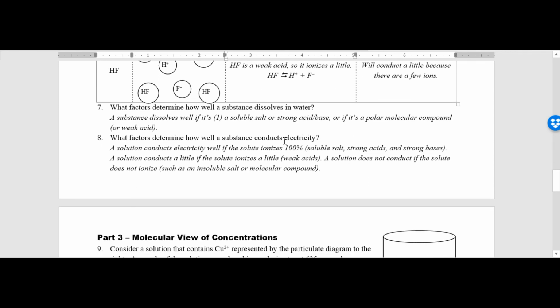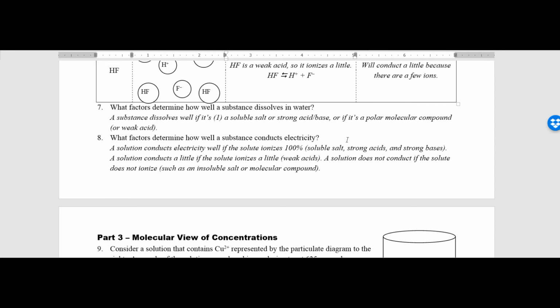Right, question 8 asks what factors determine how well a substance conducts electricity. A solution conducts electricity well if the solute ionizes 100%. If they break apart 100%, you have cations and anions, so it has that positive charge and negative charge. It allows for free motion of electrons, and if you have free motion of electrons, it's going to conduct electricity. That is what electricity is.